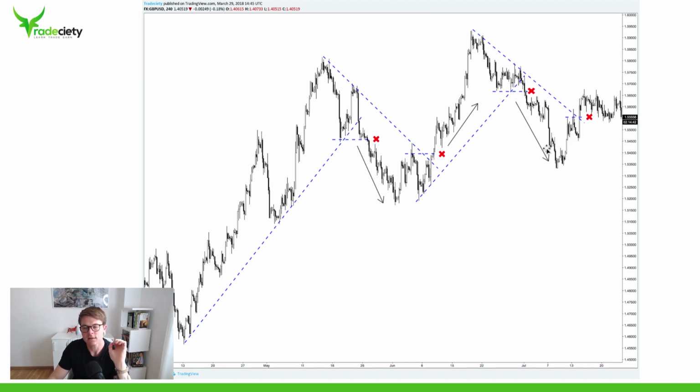So combining trend lines with support and resistance or just local highs and lows can improve the quality of your price analysis significantly.